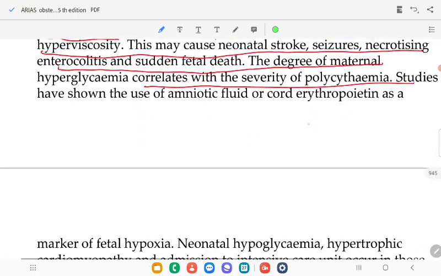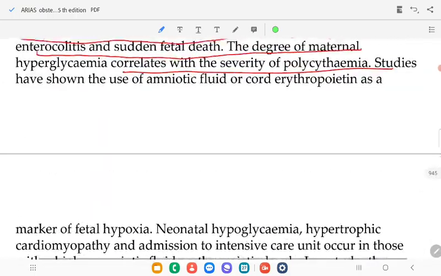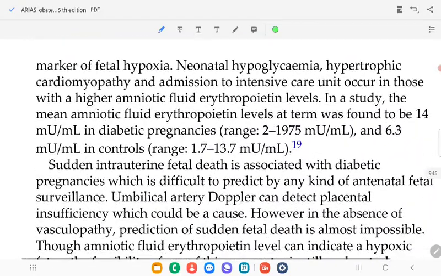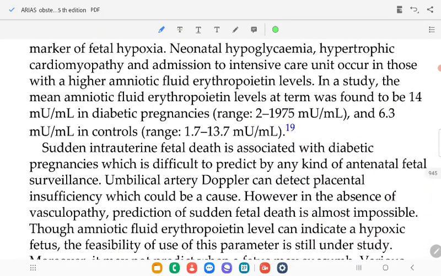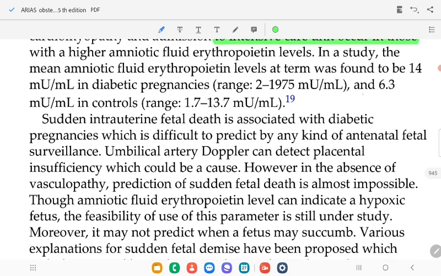There are studies on amniotic fluid and cord erythropoietin as a marker of fetal hypoxia. Neonatal hypoglycemia, hypertrophic cardiomyopathy, and admission to the intensive care unit occur in those with higher amniotic fluid erythropoietin levels, found to be 14 milliunits in diabetic pregnancy.